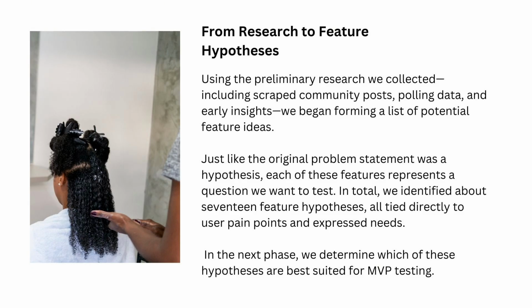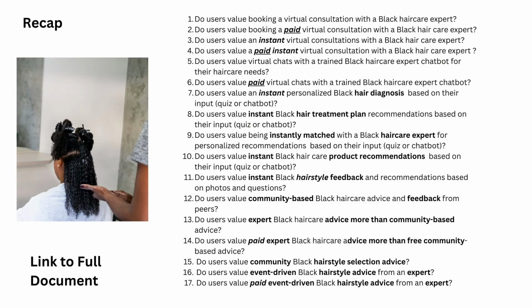From research to feature hypotheses. Using the primary research we collected, including scraped community posts, polling data, and early insights, we began forming a list of potential feature ideas. Just like the original problem statement was a hypothesis, each of these features represents a question we want to test. In total, we identified about 17 feature hypotheses, all tied directly to user pain points and expressed needs. In the next phase, we'll determine which of these hypotheses are best suited for MVP testing.